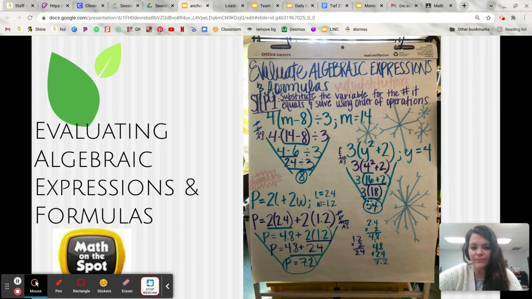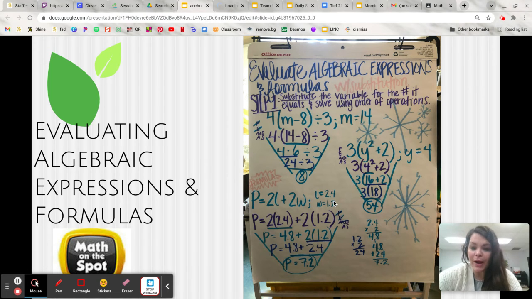Same thing right here. This last one is a formula, so I want to talk to you a little bit about that. This is actually the formula for perimeter. This is an equation because it has an equal sign. Remember, expressions don't have an equal sign, but equations do. So we have P equals 2L plus 2W for L equals 2.4 and W equals 1.2.